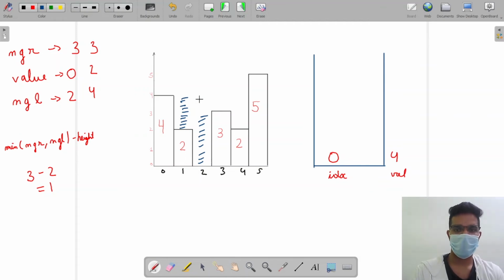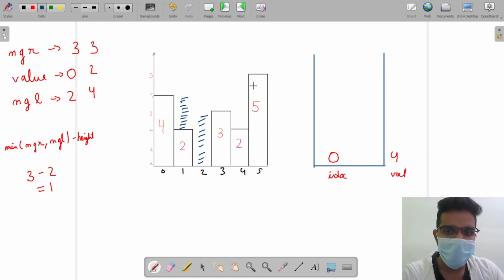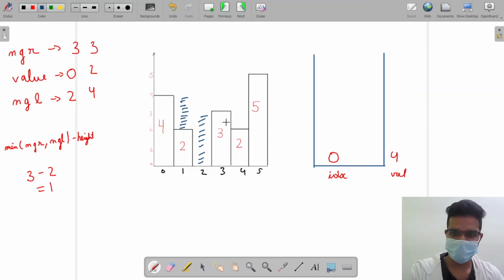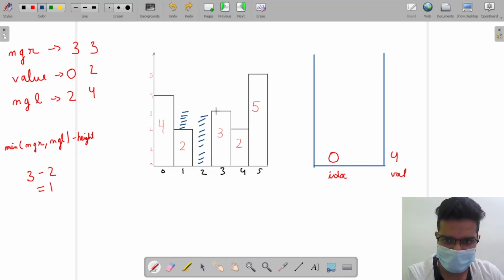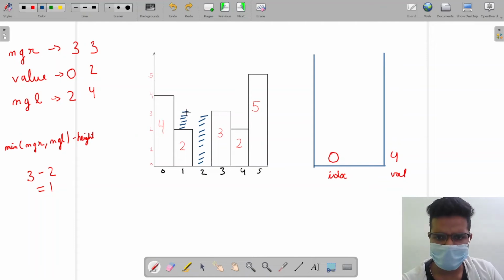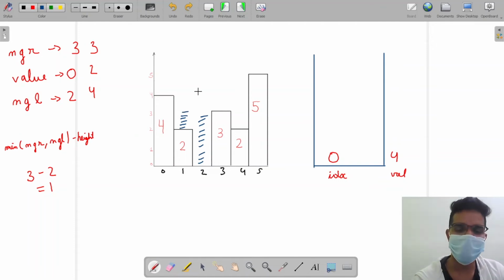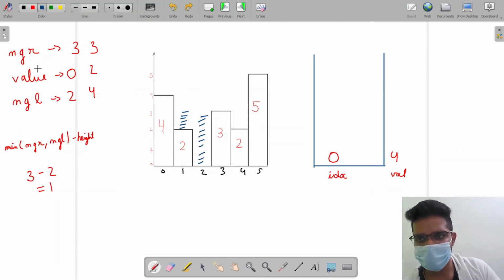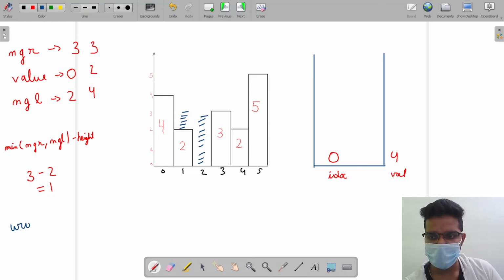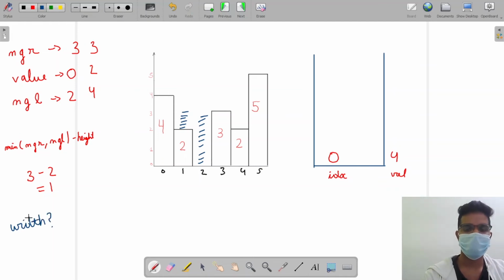1 unit of water. Now I want you to focus on one thing. We realize that our next greater right here is 3, and 1 unit of water is this. Perfect. Okay, now I want you to analyze something: is there any importance of width here? Is there any necessity of width here? I want you to think about it. Okay, and let's get moving.